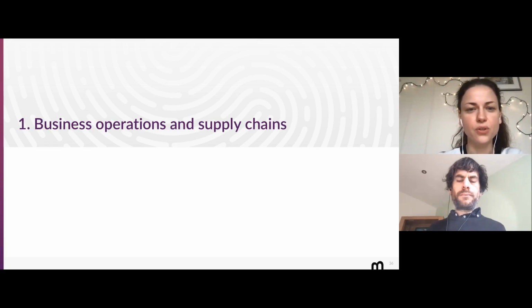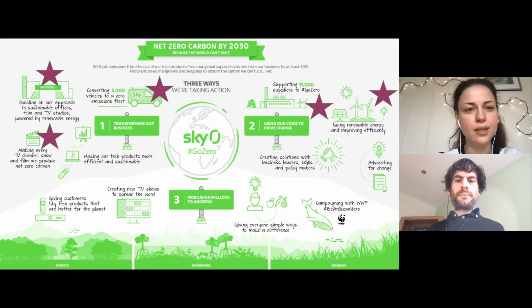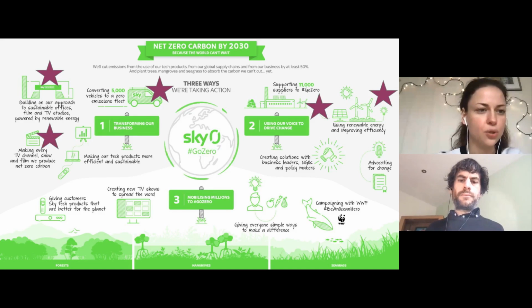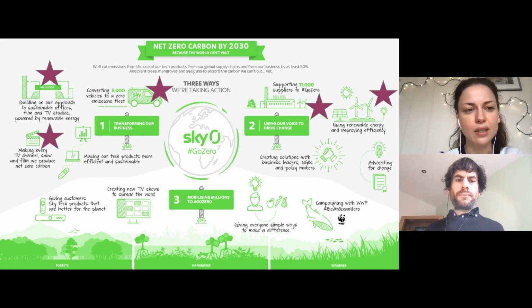Okay, so without further ado, let's start off. The first area is business operations and the supply chain. If we use our example of Sky, we highlighted with arrows the key areas where they change the way they operate their business. There are quite a lot of things. They make every Sky original production and TV show net zero carbon. They're converting their fleet to become a green fleet. They're building new studios which are sustainable and use renewable energy, and they're working with their suppliers to go zero.